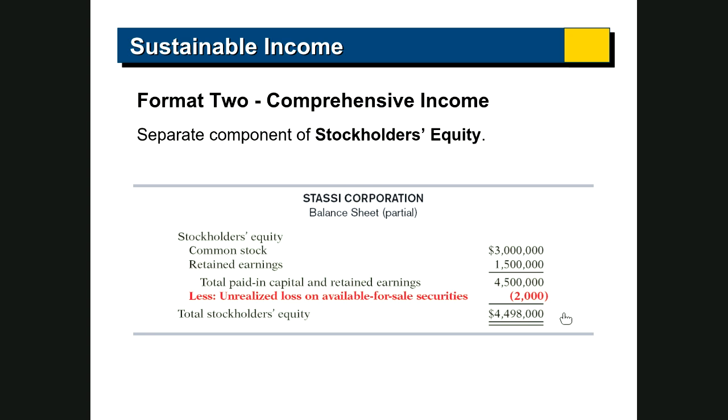So for the comprehensive income item, anything that is not going to go through the income statement, you can prepare a combined statement of income and comprehensive income, and then take that number from there to the stockholders' equity. It will not go to your regular income statement. Or you can just directly go to the stockholders' equity and adjust it for $2,000.